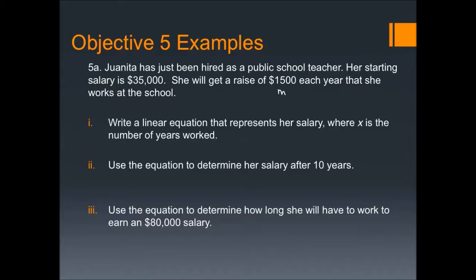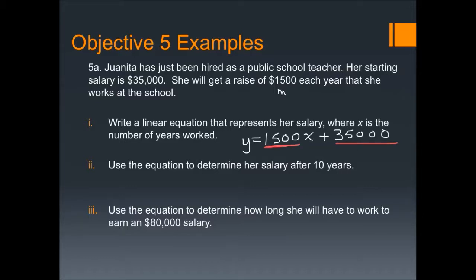Okay, so the equation that represents it is going to be y equals 1,500x plus 35,000. Remember, initial value is the y-intercept. The change or the increase is going to be $1,500 a year, so that's going to be the slope. Okay.